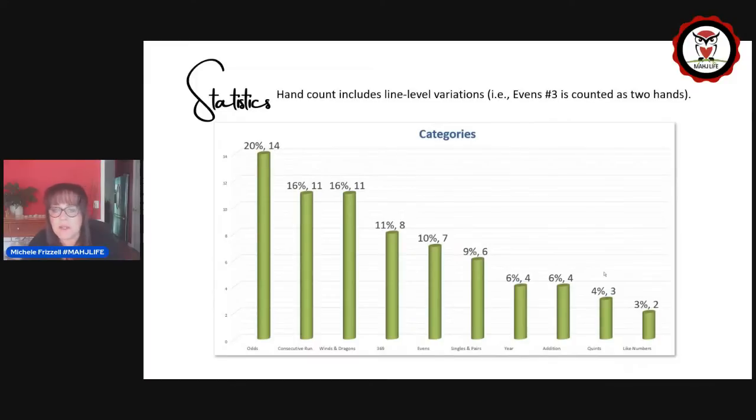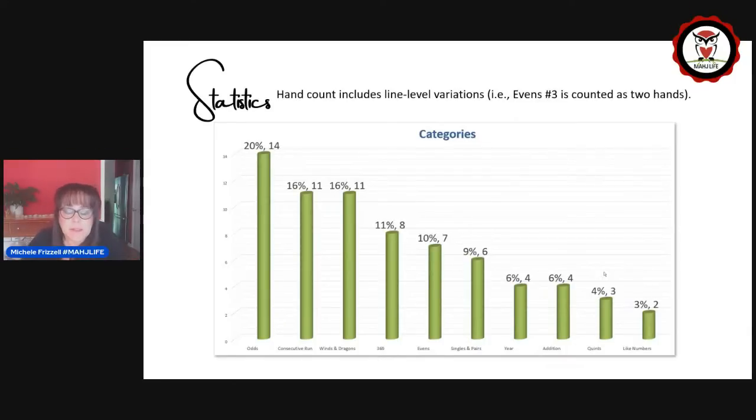There are 15 other hands, was it 15, other hands that use consecutive runs throughout the card. So even though there's only 11 hands in consecutive run, there are consecutive tiles all over the card. And that applies to other categories as well that we're not going to go into now. I do go into that in the new card analysis.